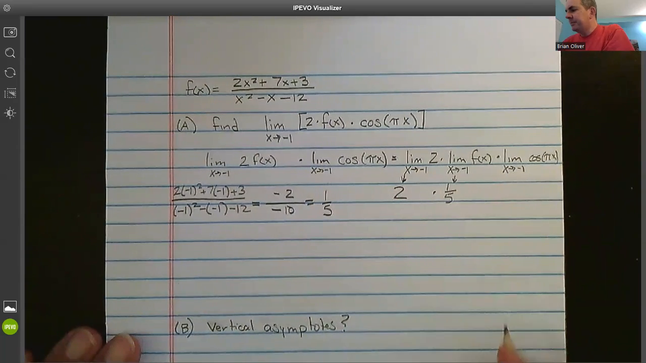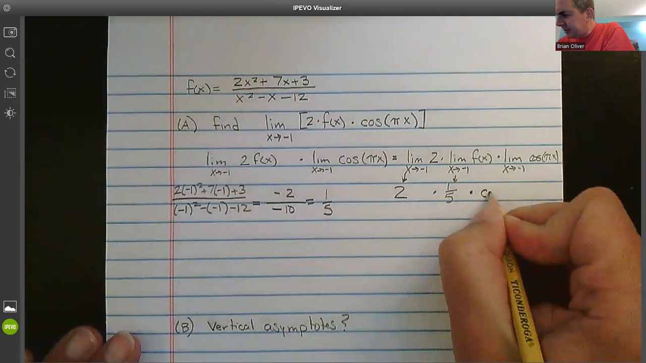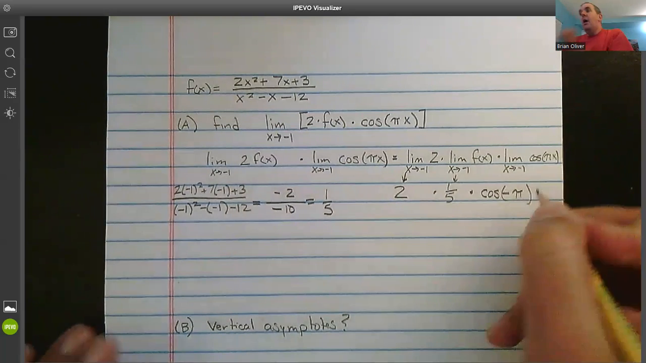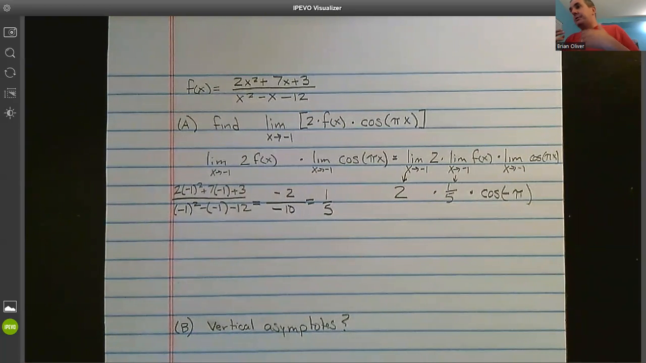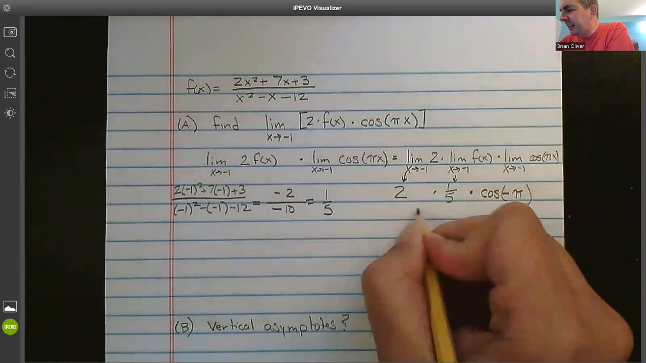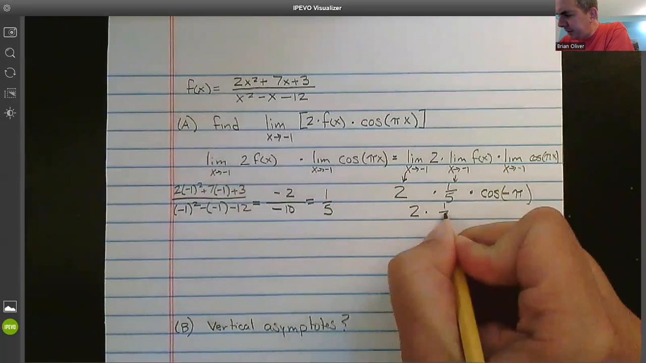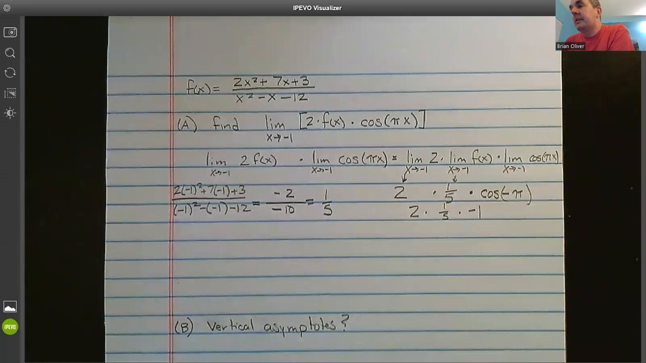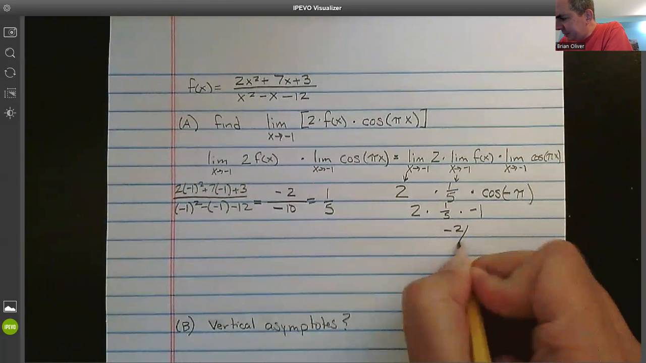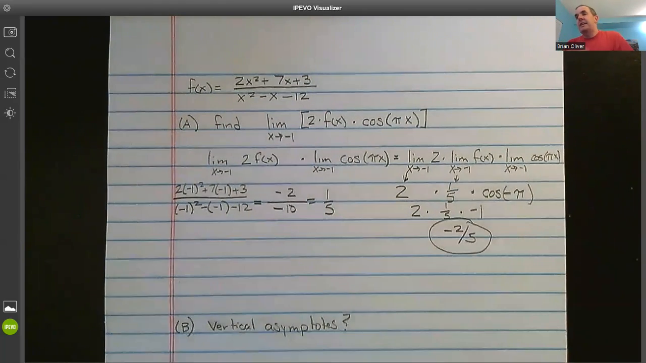And then here comes the big thing. What I saw a lot of was this. I saw a lot of cosine negative pi. Well, I'm going to tell you folks, when we deal with this, we can't leave trig like this. We've got to simplify trig. And cosine of negative pi actually simplifies to -1. So this becomes 2 times 1/5 times -1. Technically, I could leave it there, but the answer in its simplest form is -2/5. So that one's -2/5. Okay.